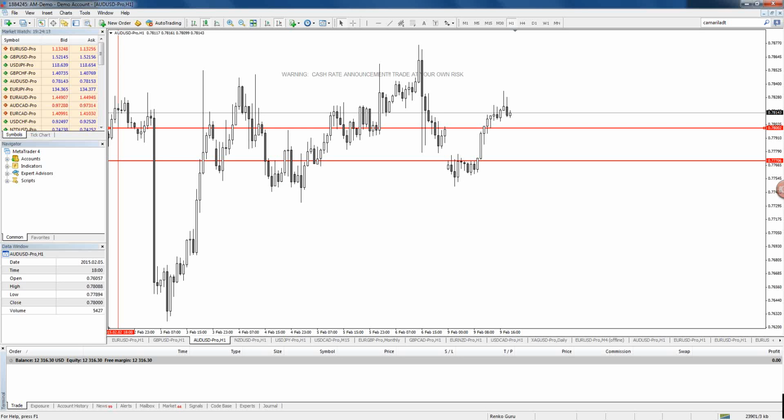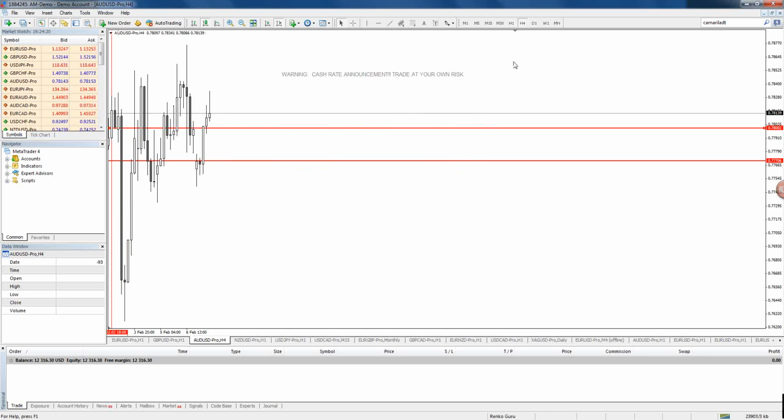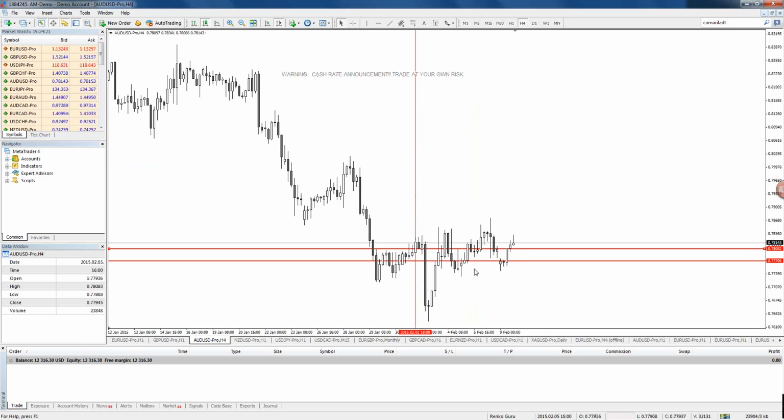Okay? On the 4-hour time frame, it looks like an inverted head and shoulders, but this level is being rejected. So it's being rejected off this level here nicely. Really, it looks pretty good for a sell. Okay?